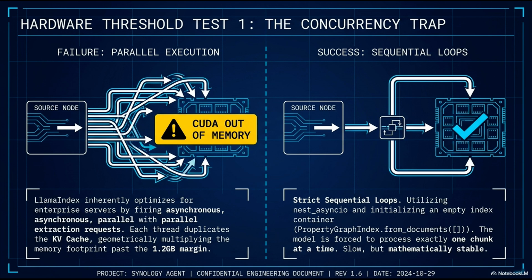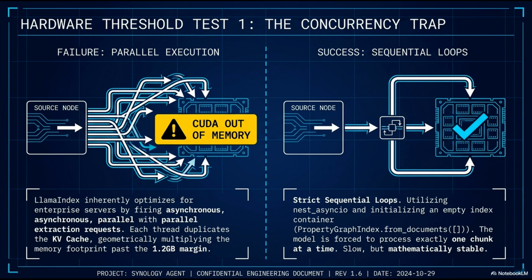The crash was triggered by how LlamaIndex handles asynchronous task queuing. Wait, if he only had 1.2 gigs of VRAM left for the context window, and LlamaIndex triggered parallel processing, it would try to duplicate the key value cache for every concurrent thread, wouldn't it? You've hit the exact mechanism of the failure. LlamaIndex, by default, is engineered for enterprise environments where speed is prioritized over memory conservation. Because they assume you have massive server farms. Exactly. So when Vitaly's script passed a batch of document nodes to the framework, LlamaIndex utilized Python's asyncio to fire multiple parallel requests to Ollama to extract the graph relationship simultaneously.